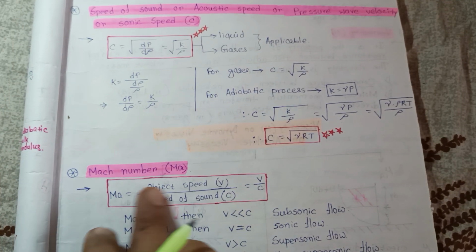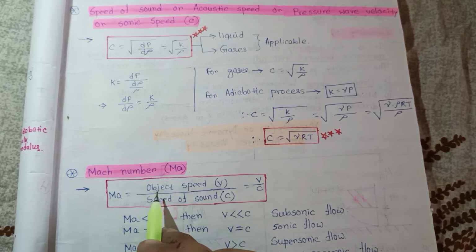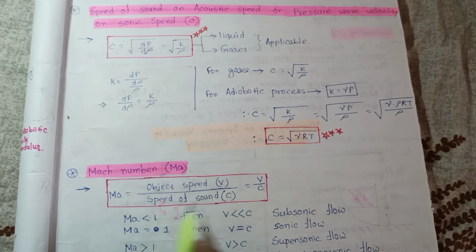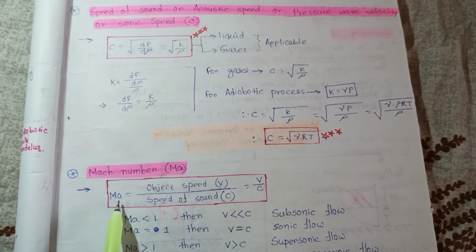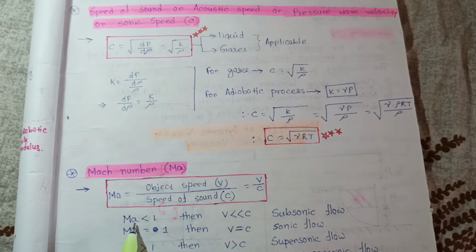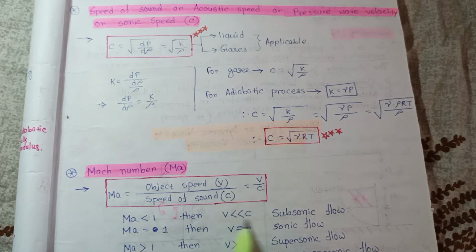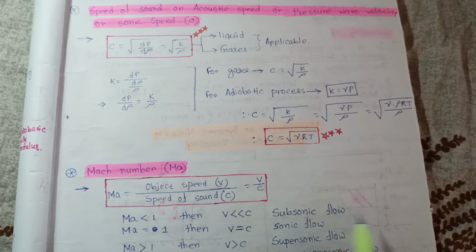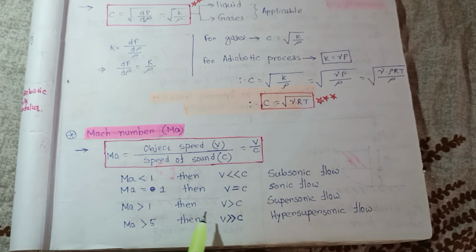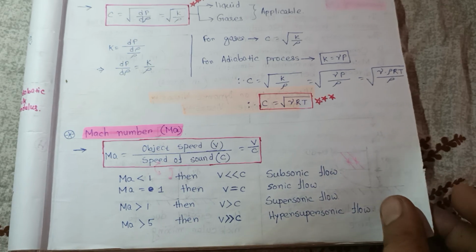Now we will understand what the Mach number is. It is the ratio of object speed, denoted by V, to the speed of sound C. So Mach number Ma is equal to V by C. If Mach number is less than 1, then V is less than C, and this is subsonic flow. If Mach number equal to 1, then V equal to C, it is known as sonic flow. If Mach number is greater than 1, V is greater than C, that is supersonic flow. And if Mach number is greater than 5, this is known as hypersonic flow.